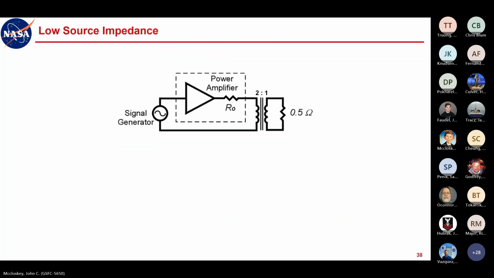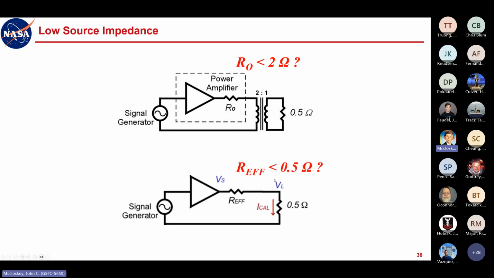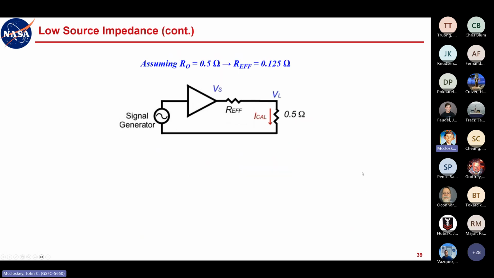So let's look at an example where we have a low source impedance. Low with respect to the pre-calibration impedance, right? So if R naught, the physical impedance in the power amplifier, is less than 2 ohms, so that the effective source impedance is less than half an ohm. Everything is with respect to that calibration impedance. Well, there's a specific example that I encountered at a nameless test facility. It wasn't here at Goddard.